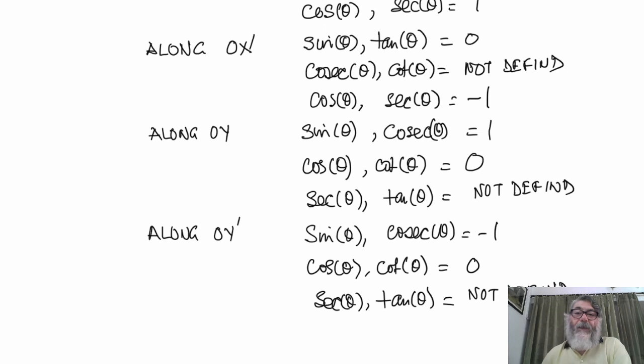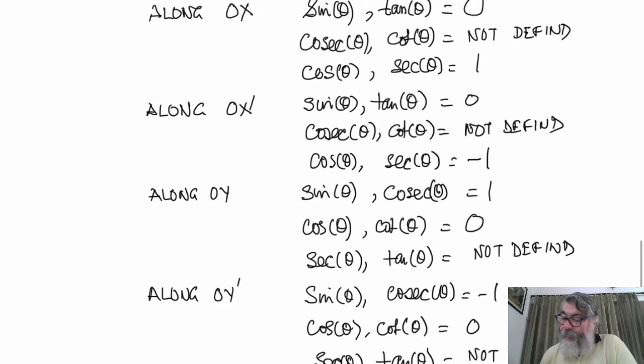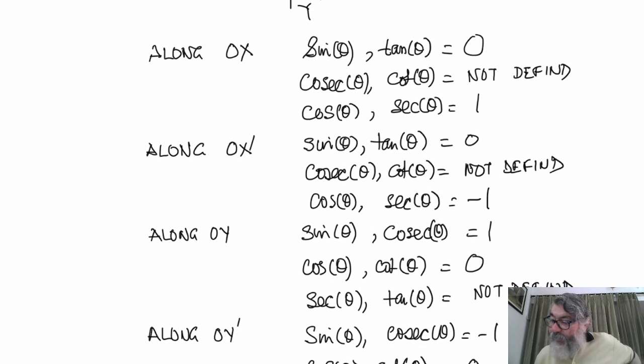Now, if you look at this table, first of all, let me talk about sine theta and cos theta. Sine theta is 0, cos theta is 1. Sine theta is 0, cos theta is -1. Sine theta is 1 and cos theta is 0. Sine theta is -1, cos theta is 0. So sine theta and cos theta are always defined. There is no question of them not being defined.